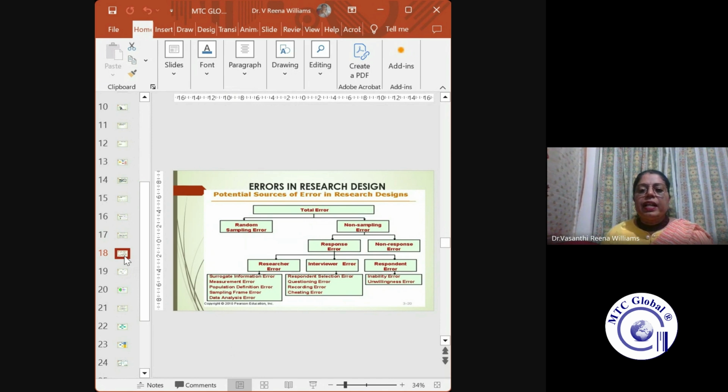Similarly, so that is random. So it could be divided into random sampling error and non-sampling errors. Okay, so random sampling error is only of one type, that is, the method that I used for collecting the information was not right. And the non-sampling error could be of these types. One is response error and non-response error.